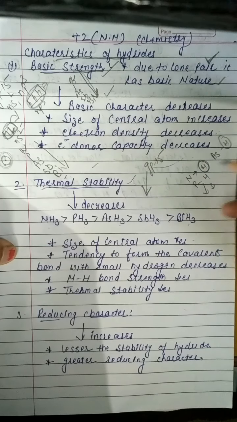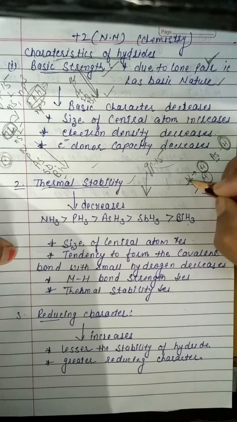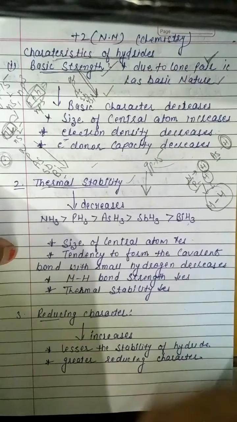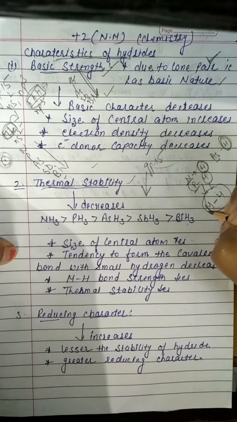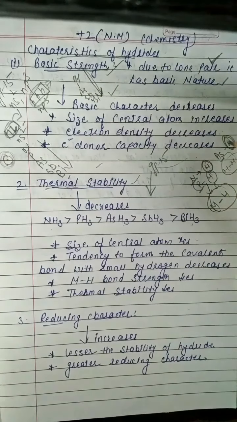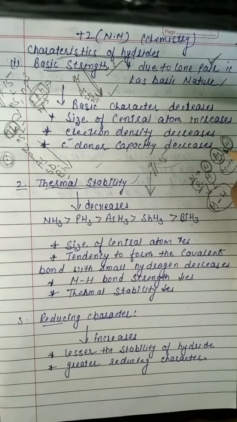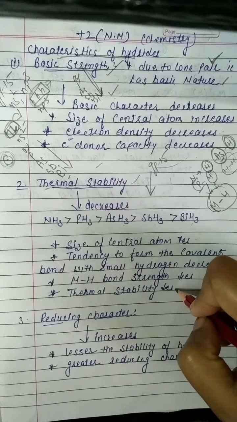Hydrogen has a small size in all cases. But when we are moving from top to bottom, the size of the central atom is increasing. So the M-H bond is less stable and has less strength. The M-H bond strength decreases because the central atom has a large size but the hydrogen has a small size, so they do not form a strong bond between them. That's why thermal stability decreases when we move from top to bottom.